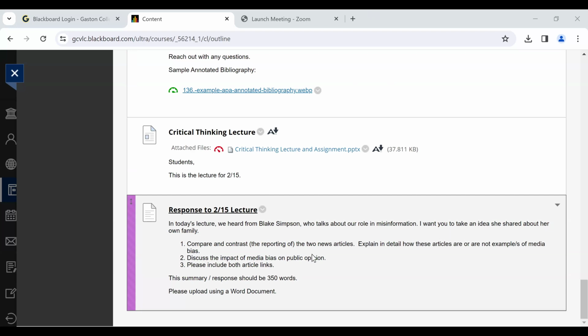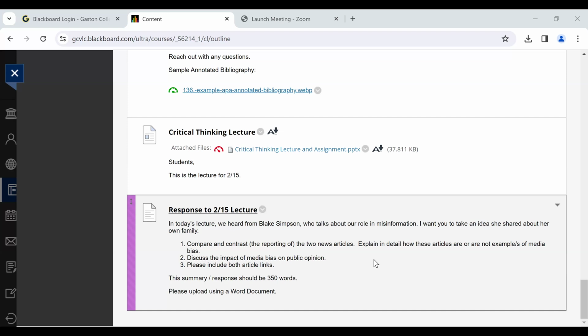In today's lecture, we heard from Blake Simpson, who talks about our role in misinformation. I want you to take an idea she shared about her own family. Compare and contrast the reporting of two news articles. Explain in detail how these articles are or are not examples of media bias. Discuss the impact of media bias on public opinion, and then include the links of both articles. So for example, maybe you'll find two articles, one from NBC and one from Fox News, about the parade and the unfortunate shooting that happened this week. I want you to look at both of them and tell me what you think.